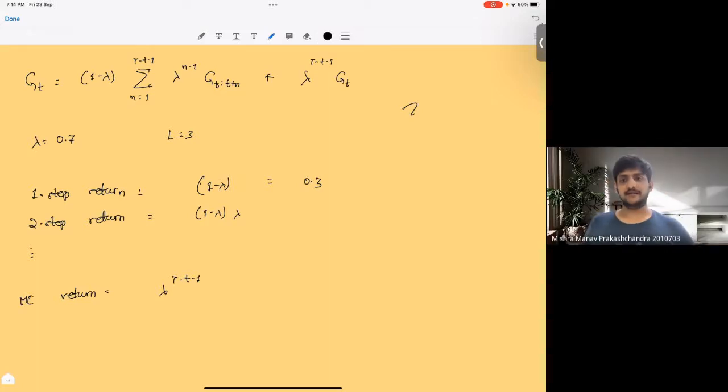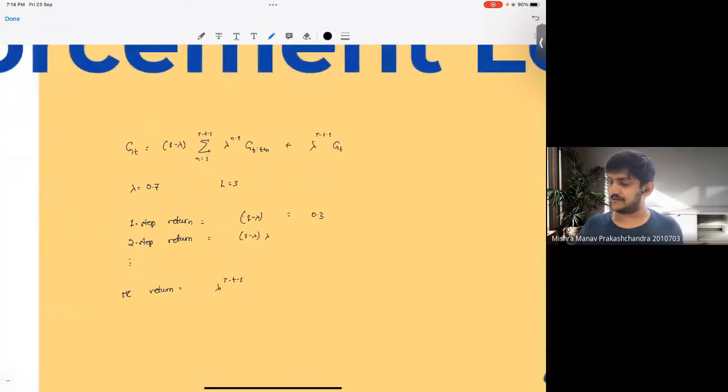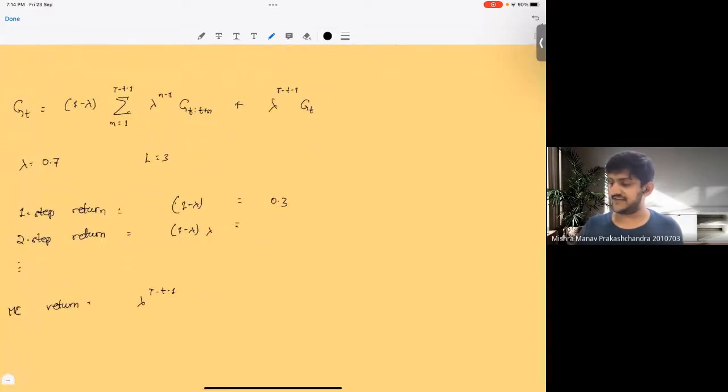So for my one-step return, my weightage is 0.3. For my two-step return, my weightage will become 0.3 times 0.7, which is 0.21. And this last one would be just the remaining of whatever is left, so this is 1 minus 0.3 minus 0.21, which is 0.49.